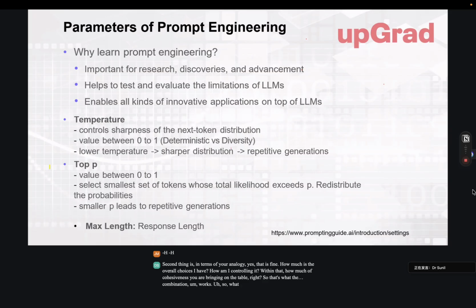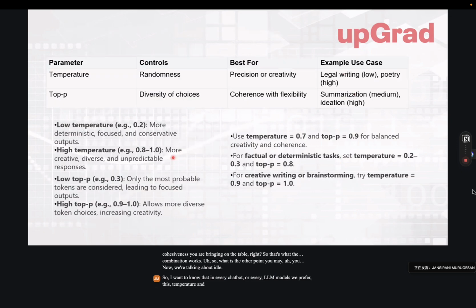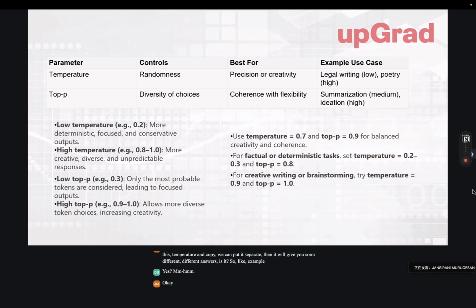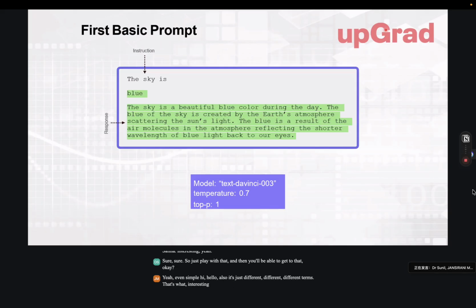So what is the other point you have talked about? I want to know whether in every chatbot or every LLM model we can set this temperature and top P separately, and then it will give different answers. Is it so? Yes. Thank you, Professor. I will check further with my organization. Sure, interesting. Just play with that and you will be able to get to that. Even a simple hi hello, it tells you in different terms. That's interesting to hear. Anyway, thanks a lot, Professor.